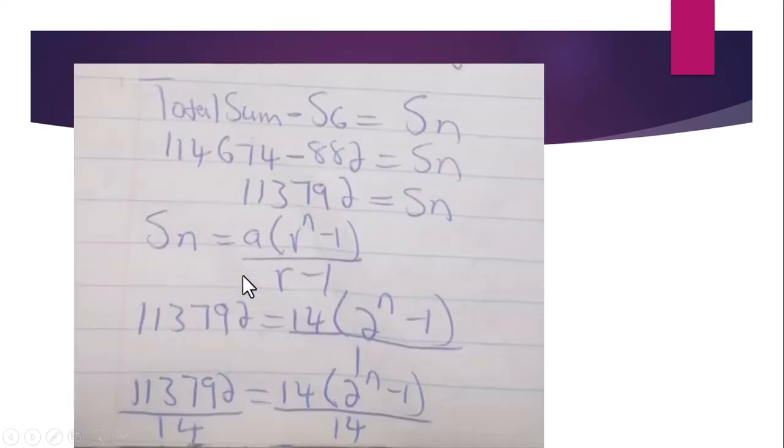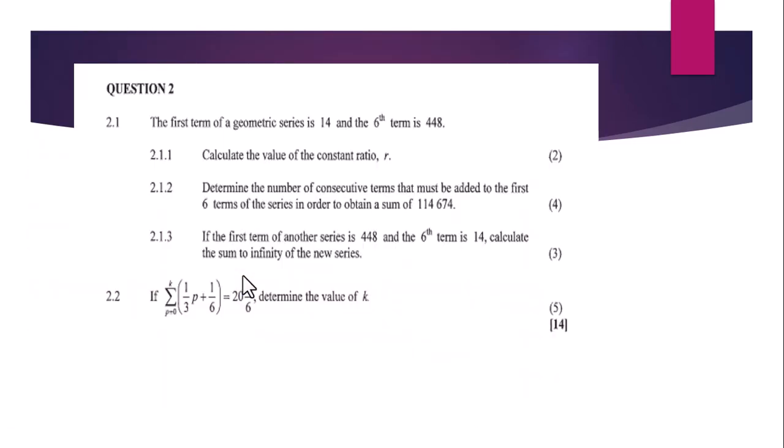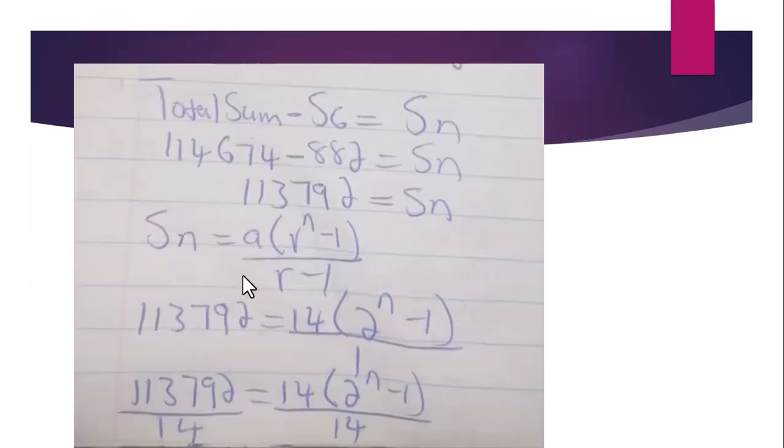And then let's just check what was happening there. If the first term of another series is 448 and the sixth term is now 14, calculate the sum to infinity of the new series. So we are provided with a, which is 448, and T6, which is 14. So what I did was to say ar^5 equals 14, but the value of a this time is 448, and you will find when you manipulate there your r, it's 1/2.